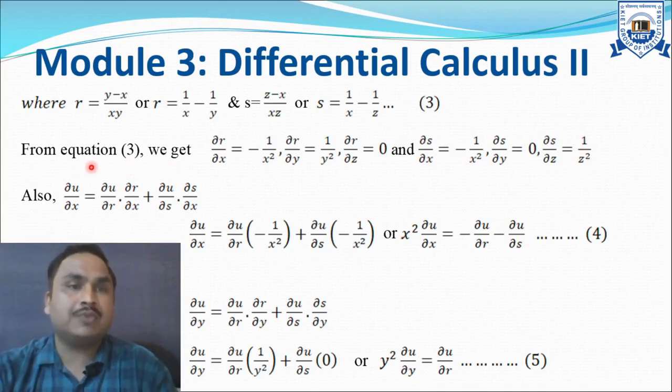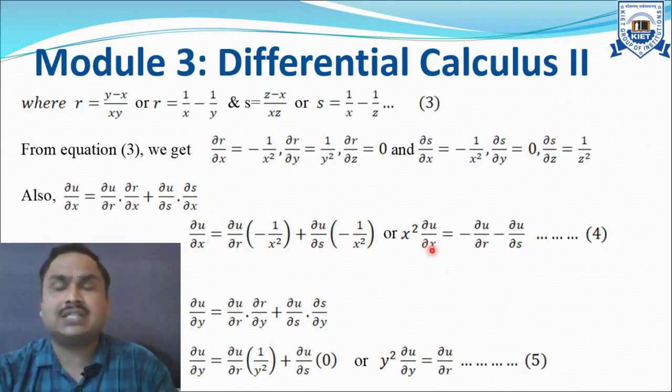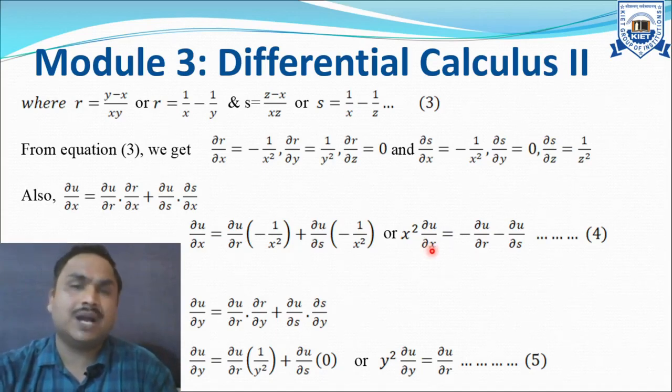Now by the concept of composite function, the derivative of u with respect to x will be given by del u by del r into del r by del x plus del u by del s into del s by del x. Putting the values of the partial derivatives of r and s with respect to x, we get del u by del x equals del u by del r into minus 1 upon x square plus del u by del s into minus 1 upon x square, which on simplifying gives x square del u by del x equals minus del u by del r minus del u by del s.